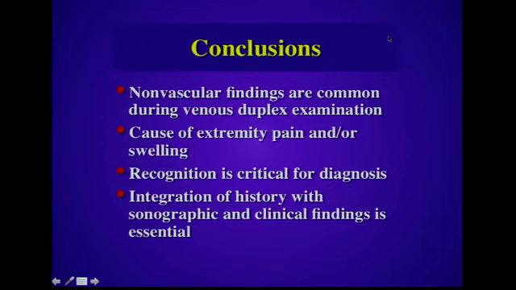So in conclusion, there are numerous non-vascular findings that are common during the venous duplex examination. The cause of the extremity pain and or swelling can be identified by being careful during these examinations to pick up these non-vascular findings. And recognition of the finding is critical for appropriate diagnosis. And of course, integration of the clinical history with the sonographic and clinical findings is essential to accurate diagnosis.